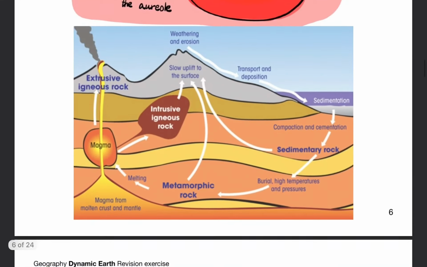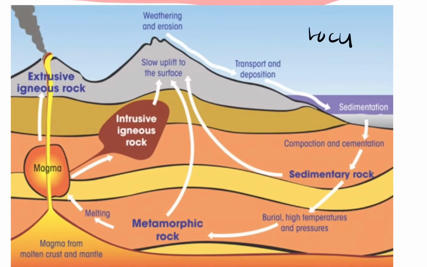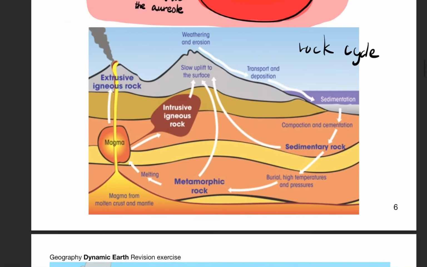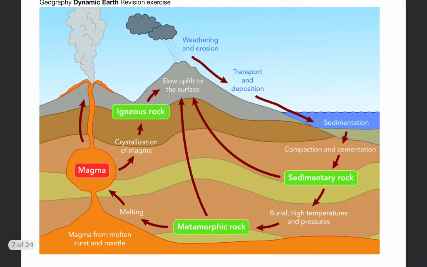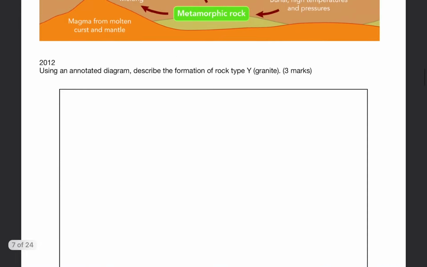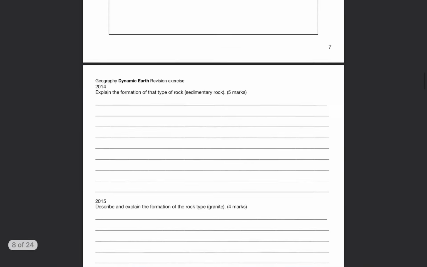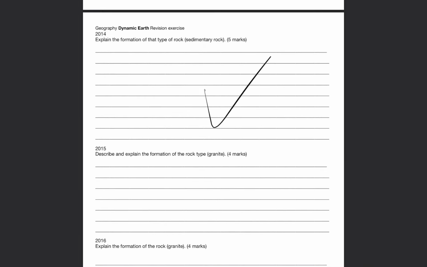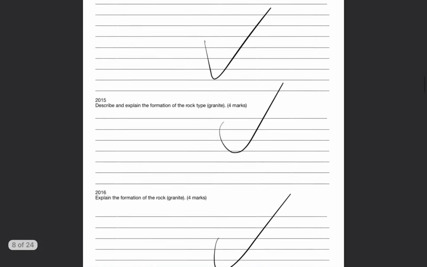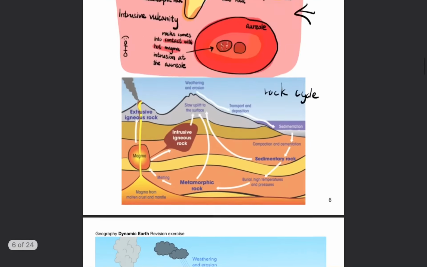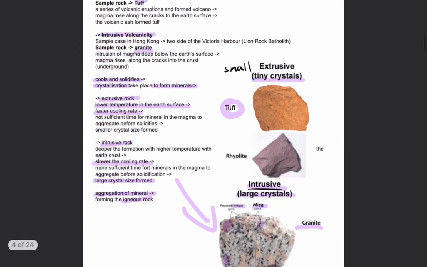Okay, this is the rock cycle. You need to memorize it. This is also the rock cycle. After that, you can do the exercise by yourself and copy the above figures. I have tried for you now.